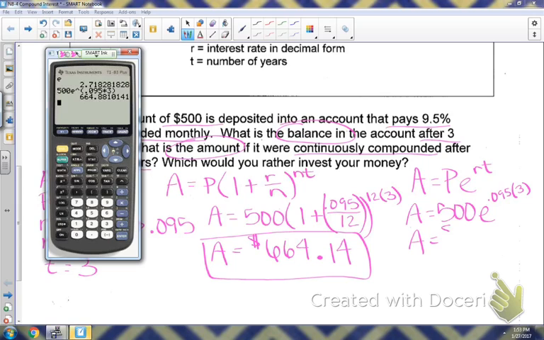And so that would be $664.88. Okay, and then the last question, which would you rather invest your money? Notice that this is a little more, not very much, but a few cents. So of course you would want to do the one where you earn the most money.